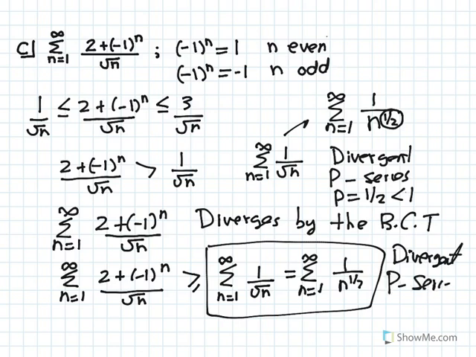Why is it divergent? Because p is equal to 1/2, less than 1. So every term of our given series, (2 plus -1 to the n) divided by root n, is larger than every term of a comparison series, which is a divergent p-series. For this reason, the given series that we have diverges by the basic comparison test.